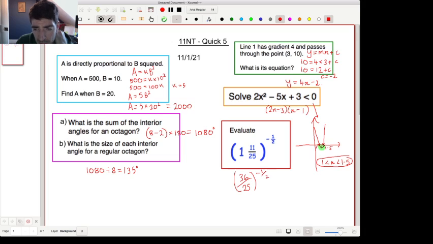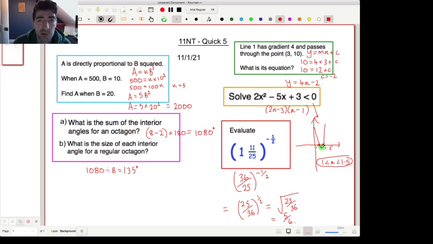So the power of minus a half means that the negative power means the reciprocal, and the power of a half means square root. So it's going to be 5/6 as our answer. And that's it. So hopefully those are okay. If you didn't get any, I hope the explanation makes sense.